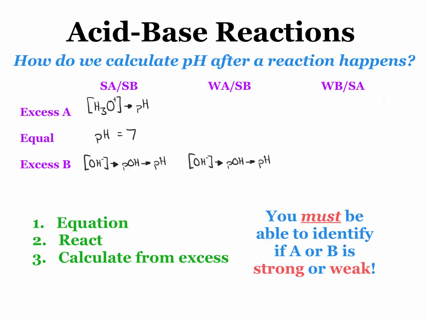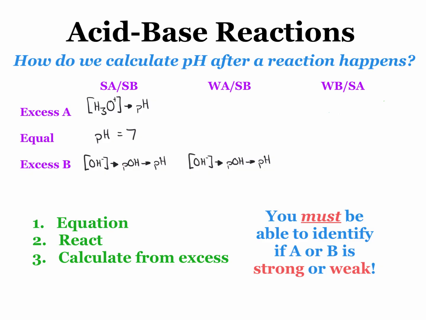And this is the information we want to be familiar with. At the end, if we have excess of the strong acid, we need to find H3O+, and then we're going to plug that into our pH equation to calculate pH. If we have excess of the strong base, that means we must have excess OH-, find pOH, and then find pH. Strong acid, strong base is probably the most straightforward of calculations, so we're only going to look at really one of those very quickly.